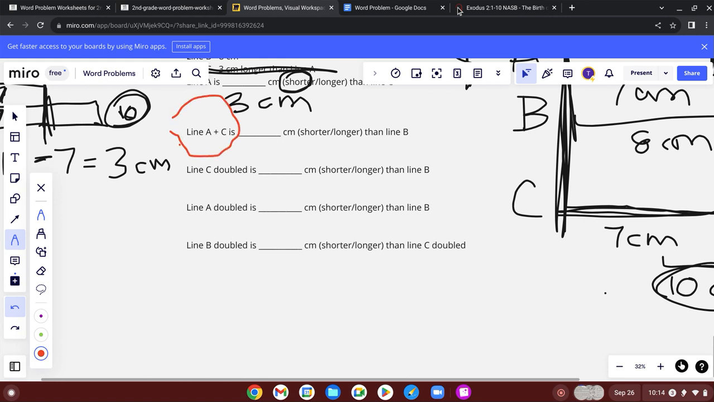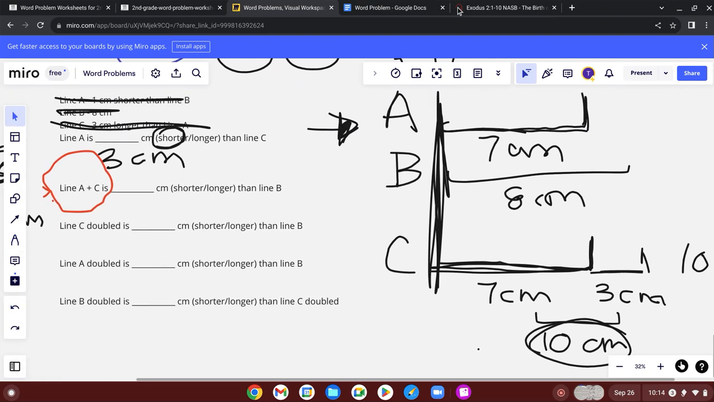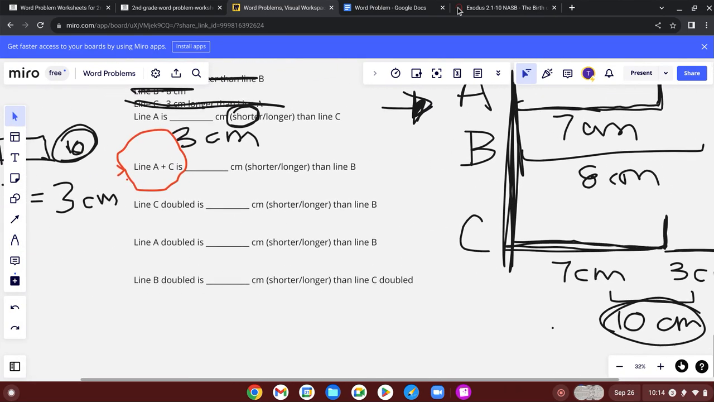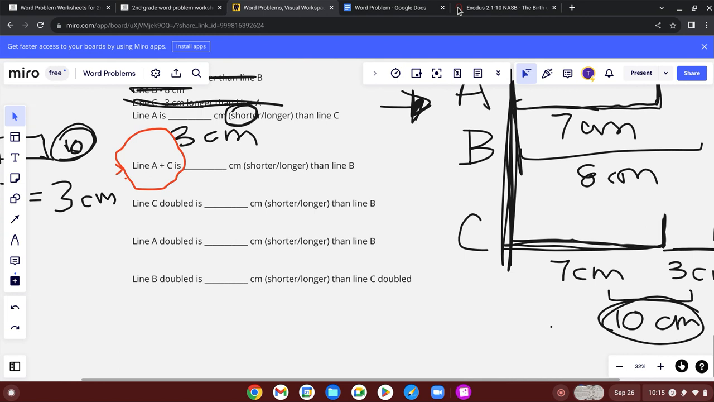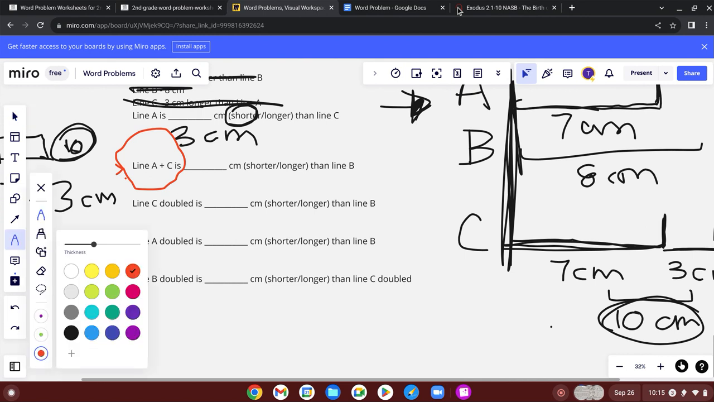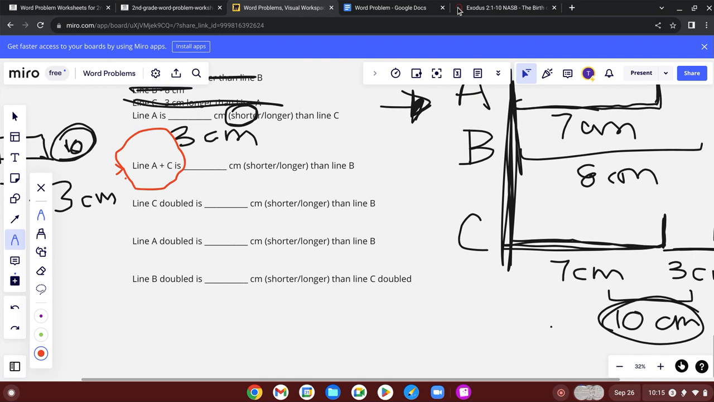Do we know the length of A plus C yet? No. So now we have to figure it out. So line A plus C. A is how much? 7. Yeah, so A is 7 centimeter. And C is what?